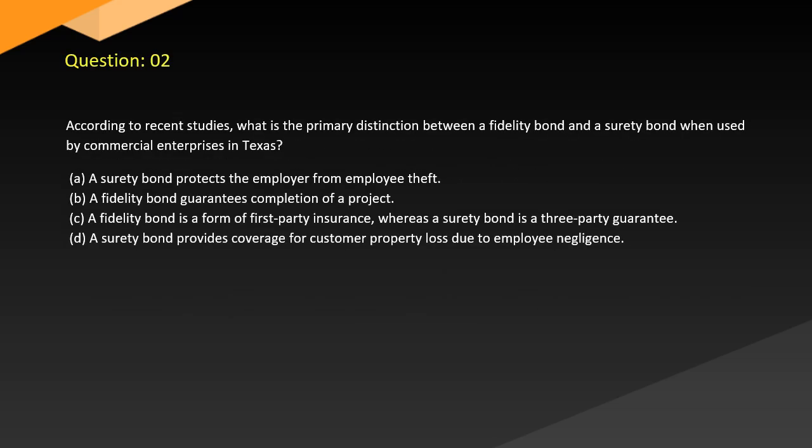Question 2. According to recent studies, what is the primary distinction between a fidelity bond and a surety bond when used by commercial enterprises in Texas? A. A surety bond protects the employer from employee theft. B. A fidelity bond guarantees completion of a project. C. A fidelity bond is a form of first-party insurance, whereas a surety bond is a three-party guarantee. D. A surety bond provides coverage for customer property loss due to employee negligence.